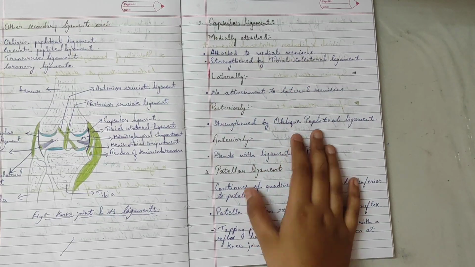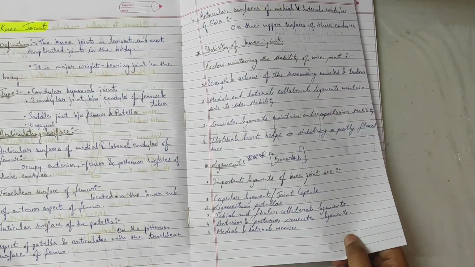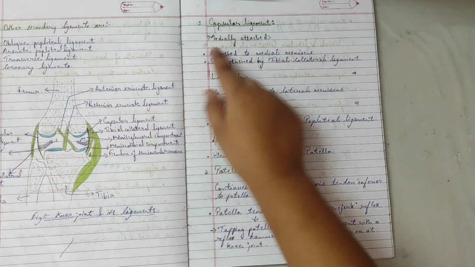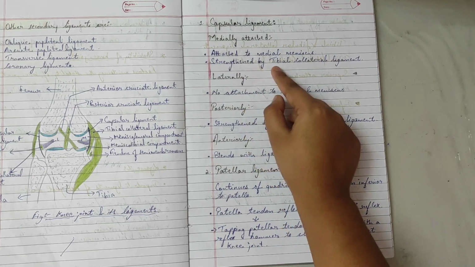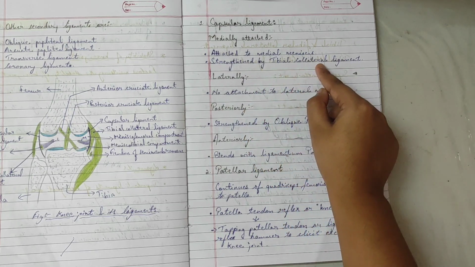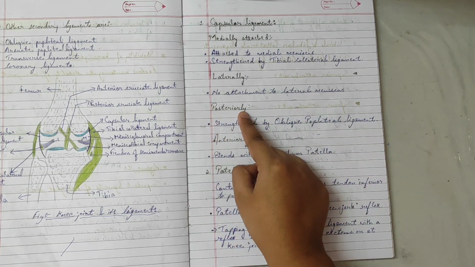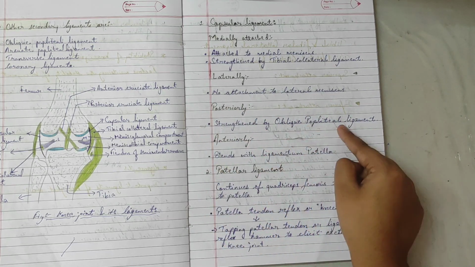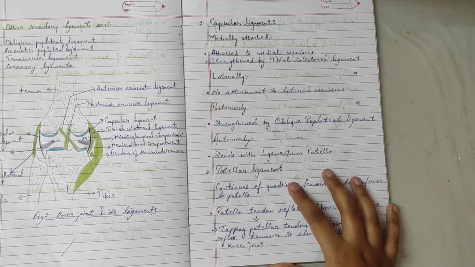Here let's explain. Capsular ligament, which is also known as joint capsule, medially attached to medial meniscus, strengthened by tibial collateral ligament. Laterally, no attachment to lateral meniscus. Posteriorly, strengthened by oblique popliteal ligament. Anteriorly, blends with ligamentum patellae.